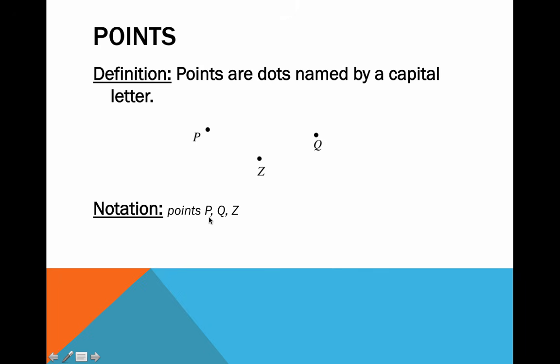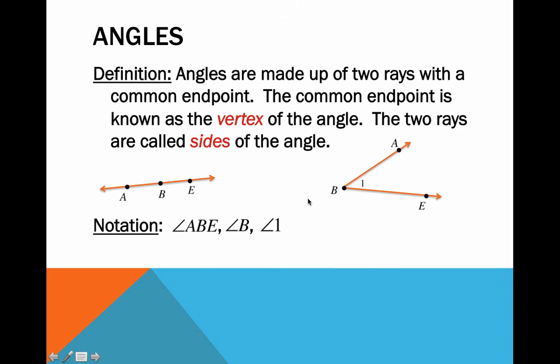So we would label these 3 points as point P, Q, and Z, each with a capital letter. Next are angles. Angles are made up of 2 rays with a common endpoint. The common endpoint is known as the vertex of the angle. The 2 rays are called the sides of the angle. Typically, most angles we are referring to look like the diagram to the right. You have ray BA and ray BE that make up the sides of this angle. The common endpoint is at point B.